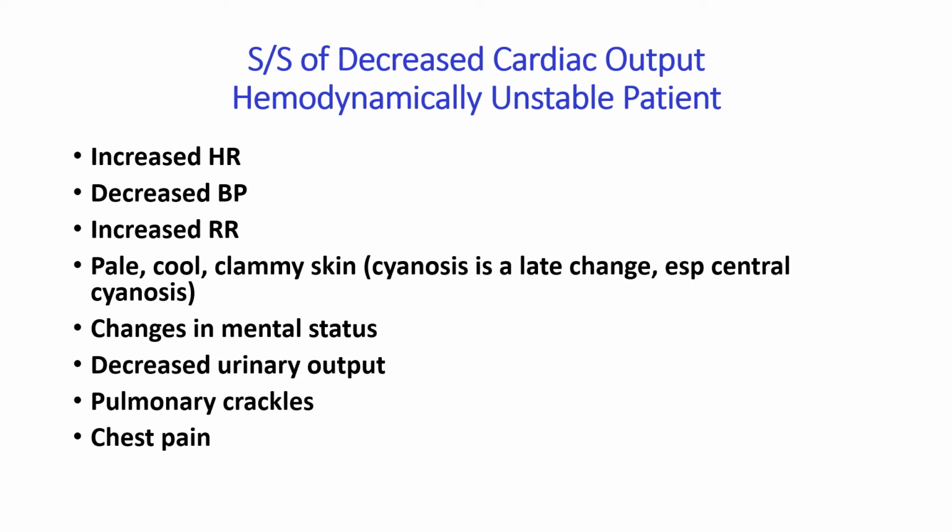Decreased urine output is a compensatory mechanism: your kidneys will hold on to water if there's a decrease in blood pressure. Then there are pulmonary crackles. If you don't have good forward flow or good cardiac output, you'll have a backup of blood into the lungs, and it'll cause leaking of fluid around the lung tissue. And chest pain: if your coronary arteries are not perfusing well, then you will have coronary myocardial ischemia and coronary artery pain, so you will develop chest pain.